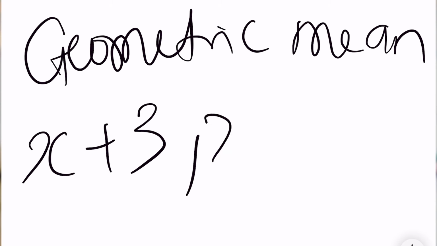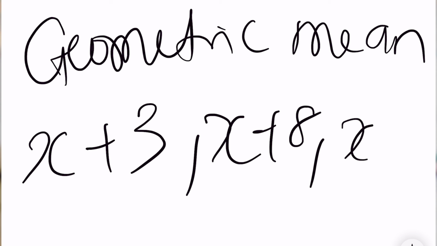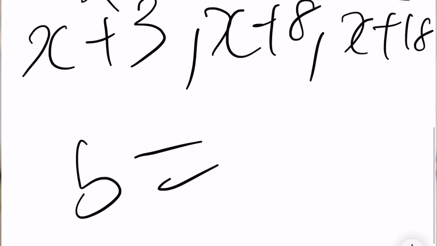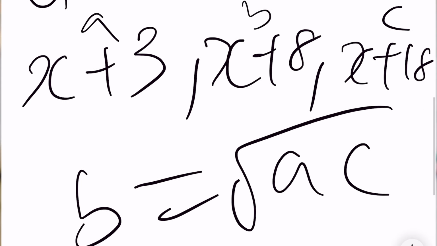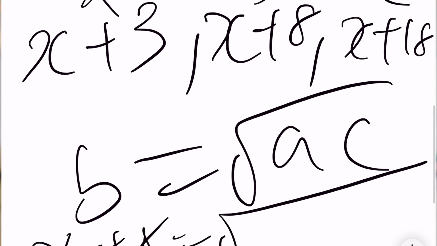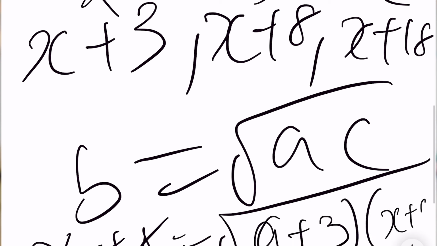Now we have an example which says if x plus 3, x plus 8, and x plus 18 are three consecutive terms of a GP, find the value of x. So this is A, B, and C, where we have B is equal to root AC.